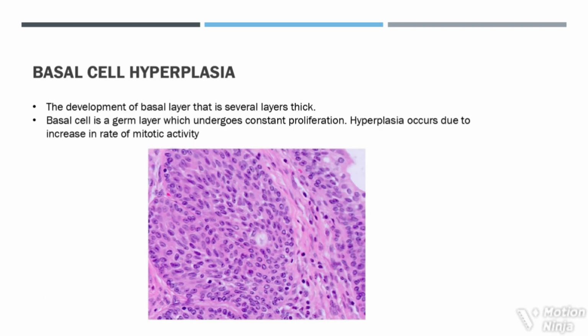Basal cell hyperplasia. Basal cell is a germ layer which undergoes constant proliferation. Hyperplasia occurs due to increase in the rate of mitotic activity. The basal layer can become several layers thick due to this hyperplasia.